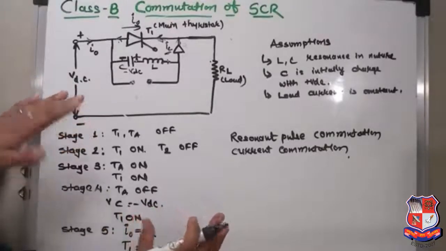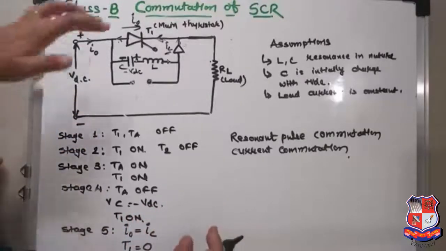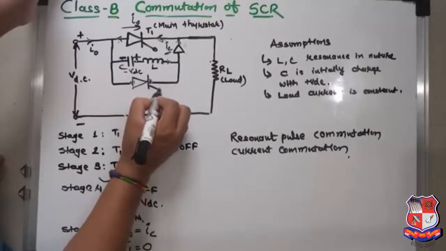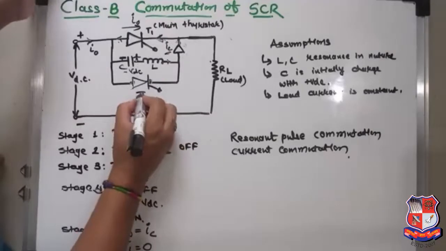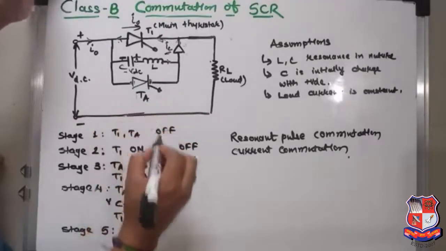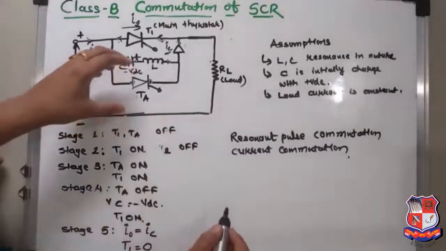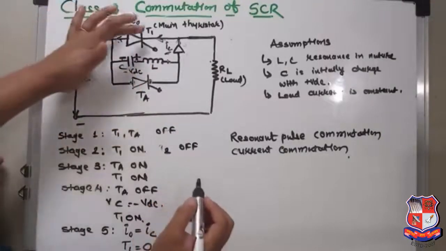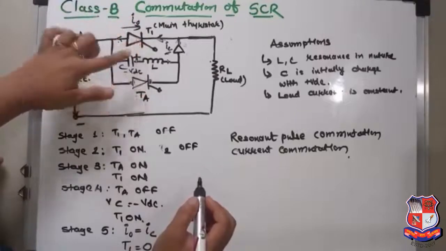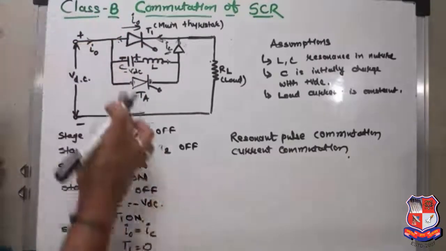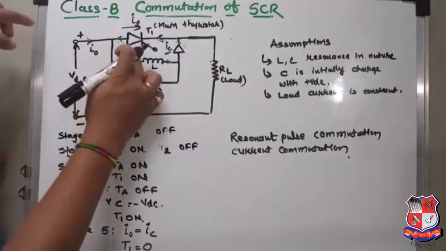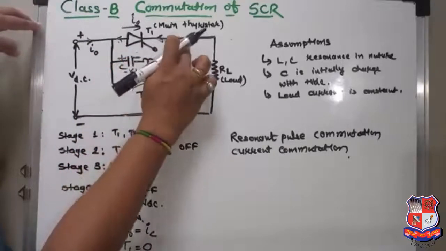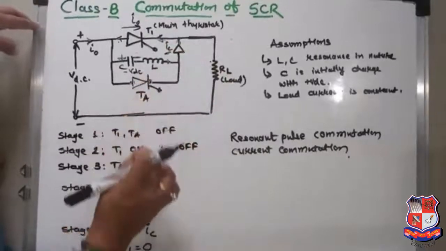Now in class B commutation, there are a total of 5 stages. Initially you have T1 and a thyristor T2, meaning the auxiliary thyristor. Basically, the commutating elements in the commutation circuit are L, C and TA, and initially T1 and TA are both off. The capacitor is initially charged with positive here and negative here. So hope you understood. Thank you.